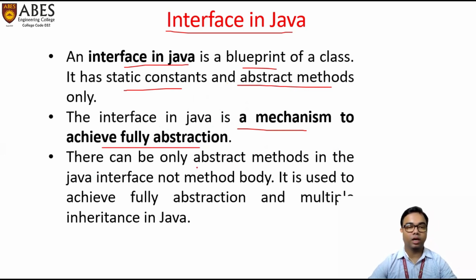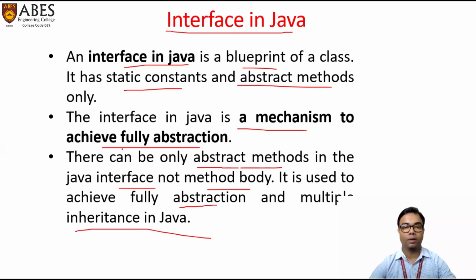So there can only be abstract methods in the Java interface, not a method body. It is also used to achieve full abstraction and multiple inheritance. Well, Java does not support multiple inheritance, but you can do it with the help of an interface. So you can relate that this is something similar to multiple inheritance. With the help of an interface, you can do this.